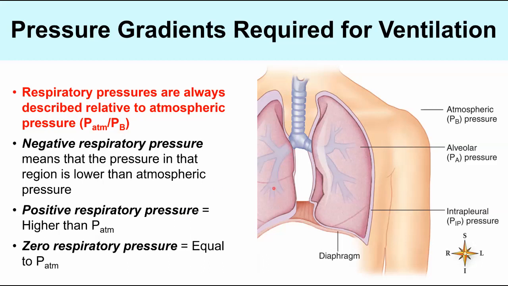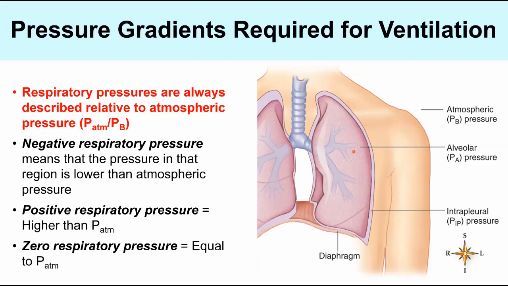So this figure over here is actually just showing you some of the important pressures that are going to help regulate ventilation. For example, of course, I already mentioned atmospheric pressure. We're going to call that either PATM or P sub B, and that's just talking about the air pressure outside. The alveolar pressure is the pressure that's actually going to occur within the alveoli, inside the lungs, the pressure of air inside those little tiny sacs where gas exchange occurs.